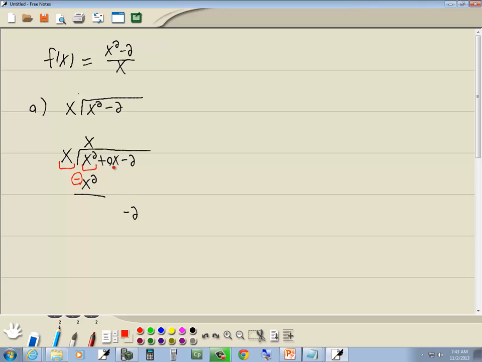Now for the slant asymptote, you use long division, and then you drop your remainder, so the negative 2 goes away. So our slant asymptote in this problem is y is equal to x.